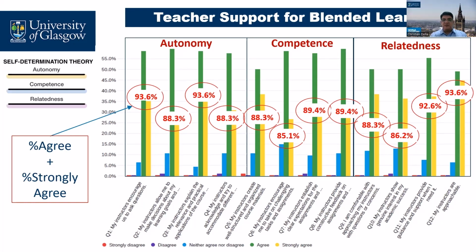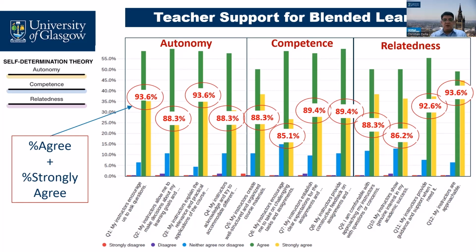This figure shows the percentage levels of agreement among the undergraduate students on their perceived teacher support for blended learning across 3 key psychological needs as defined by the self-determination theory: autonomy, competence, and relatedness. The highlighted percentages represent the proportion of students who responded with agree or strongly agree to each question presented.